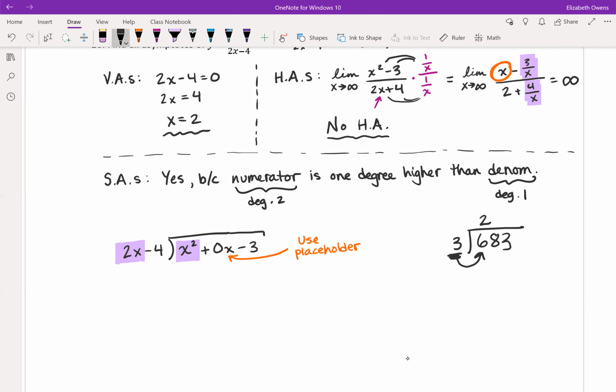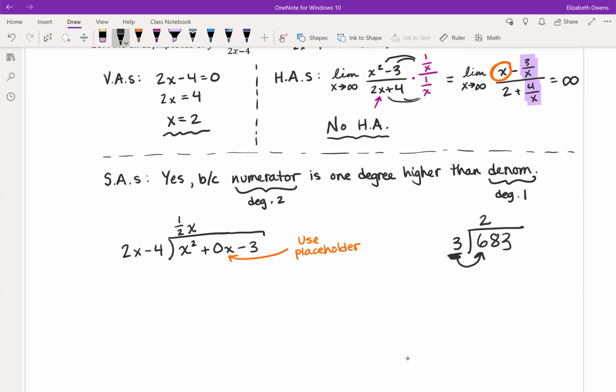Well, you would need an x for sure. And then to make the coefficients come out right, we would need that to be 1/2 x. So 2x times 1/2 x is x squared. Okay, so that's why we put that 1/2 x up on top.